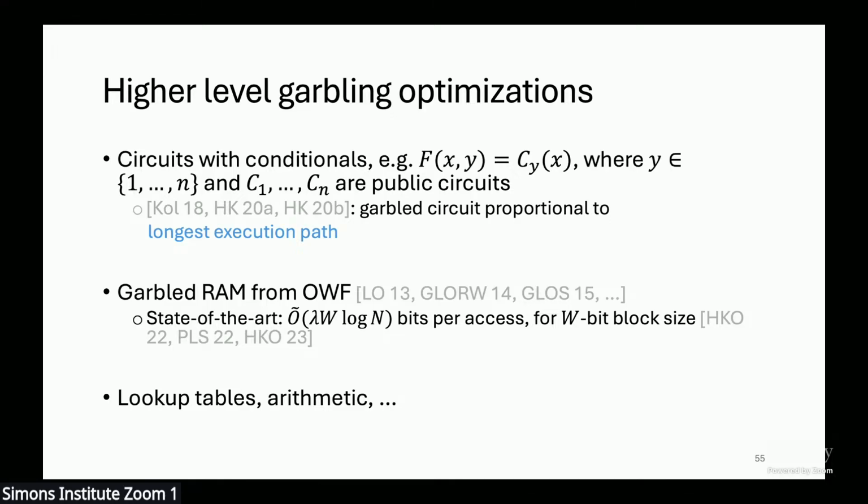So garbled RAM was first studied more than 10 years ago with very theoretical constructions based on one-way functions. But now it's actually pretty efficient, and at least for reasonably large memory sizes, you can get close to the best possible, or well, what looks like it might be best possible, cost of just logarithmic overhead per memory access with this multiplicative factor in the security parameter. This is all just using Minicrypt-style assumptions, pseudo-random functions, or maybe the free XOR assumption.